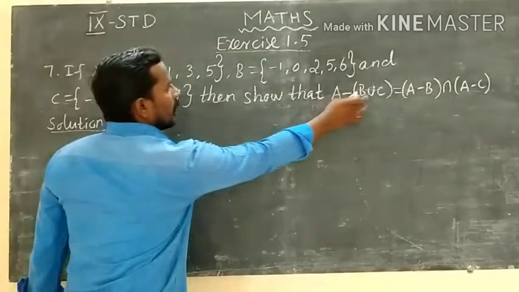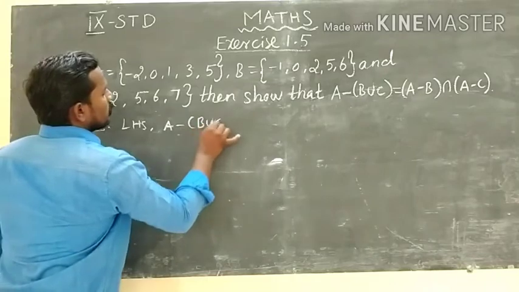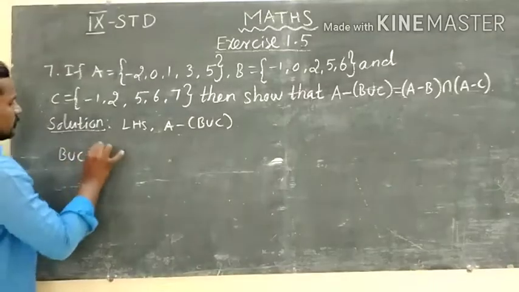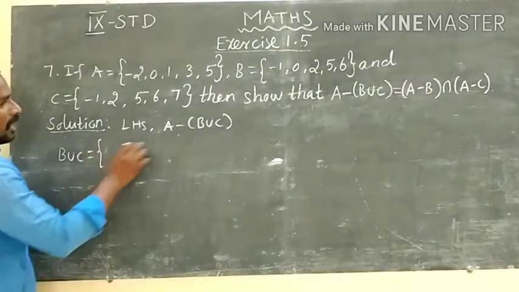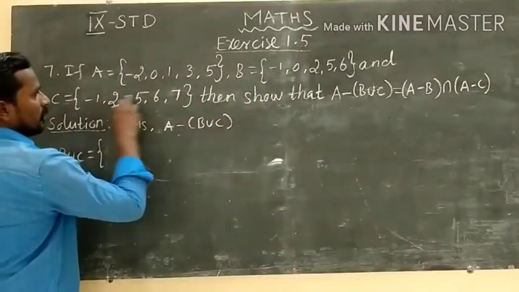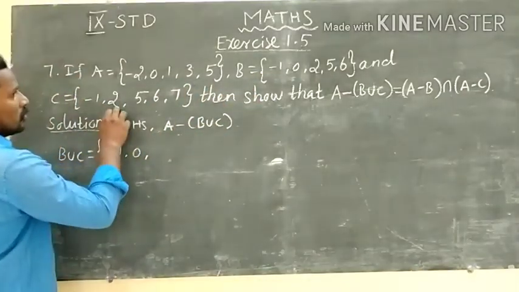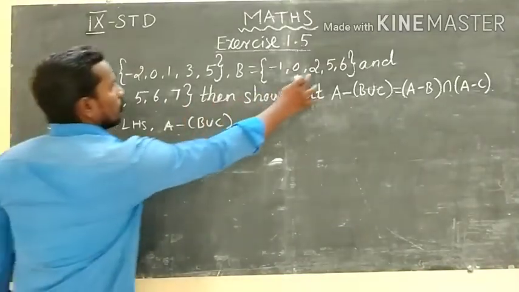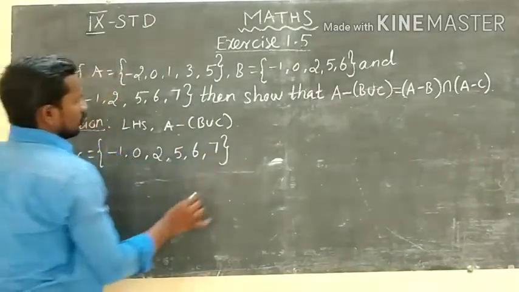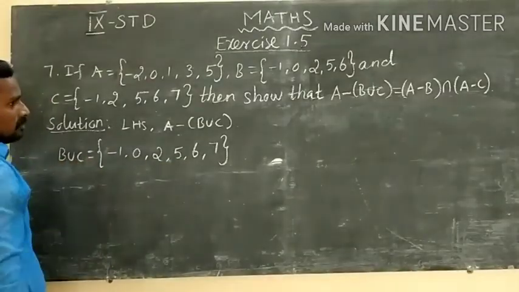First take and write the LHS: A − (B ∪ C). First find the bracket value B ∪ C. Together write B and C, in ascending order: -1, 0, 2, 5, 6, 7. That's all. So check B and C, all the elements are written in the set B ∪ C.